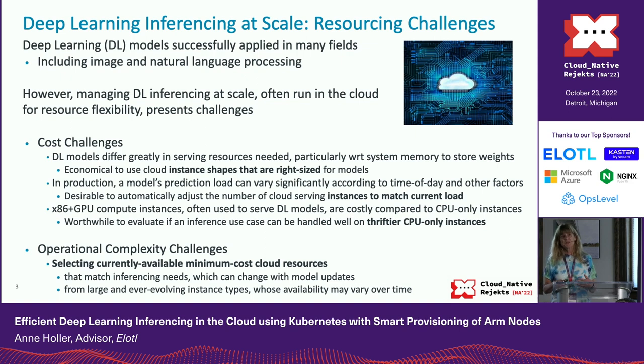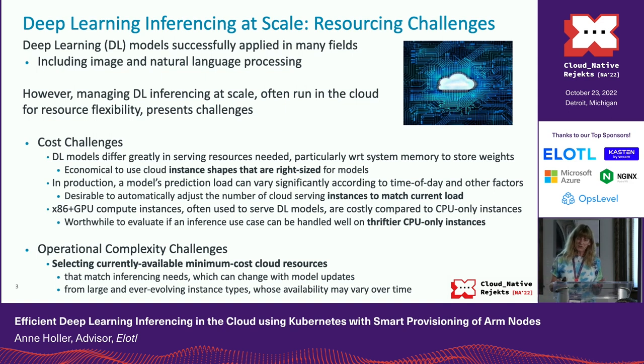And finally, x86 plus GPU instances, which are often used to serve deep learning models, are pretty spendy compared to, for example, CPU-only instances. And so it's worthwhile to evaluate if your workload and use case can be well handled by the thriftier CPU instances.